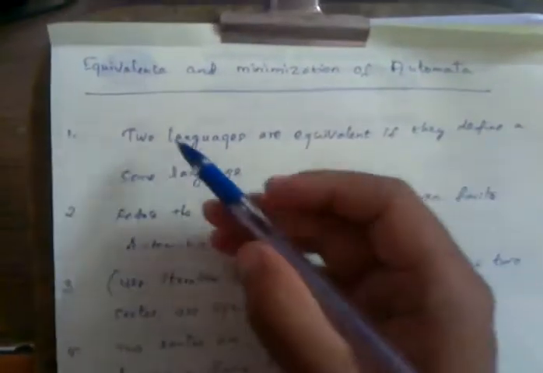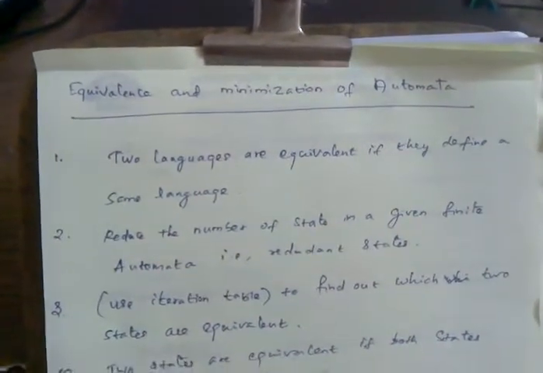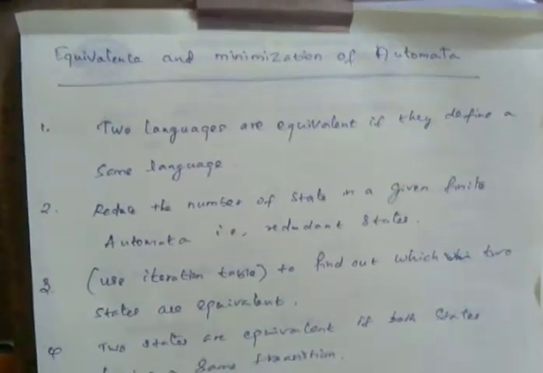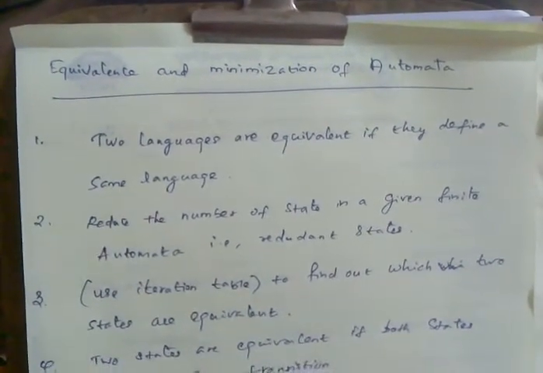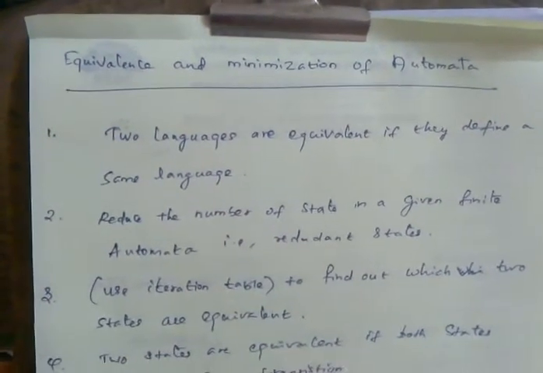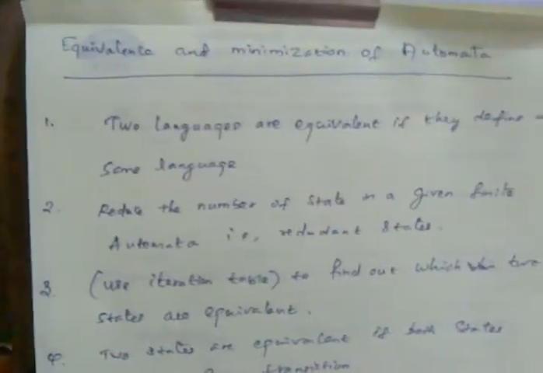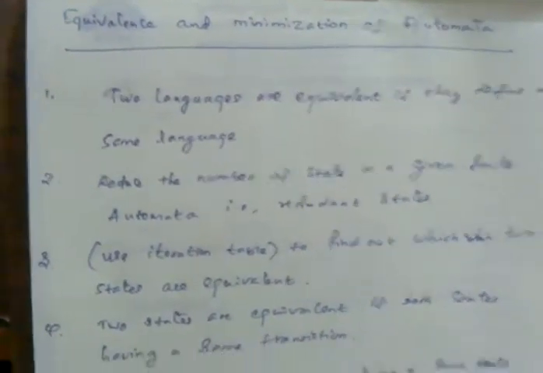So the steps are: the two languages are equivalent if they define the same language. When two languages express the same language, it is said to be equivalent. Expresses the same strings, it is said to be equivalent.